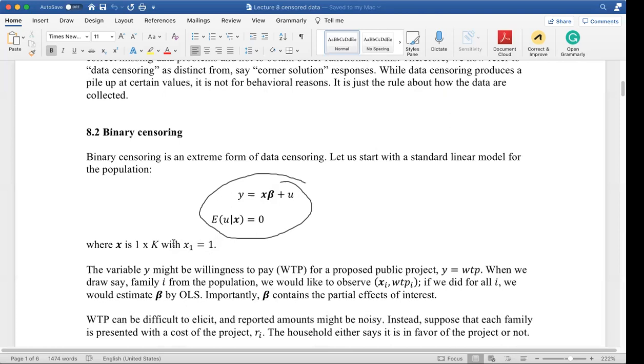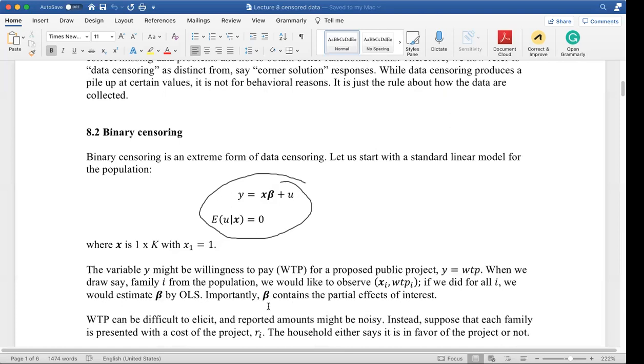The variable y may be willingness to pay for a proposed public project. So say y is equal to WTP, willingness to pay. When we draw, say, household i from the population, we'd like to observe x of i, usually the socio-economic characteristics of the household, and the household's willingness to pay for the project. If we did this for all i, we would estimate beta by OLS, that is, if we can collect data on this WTP.